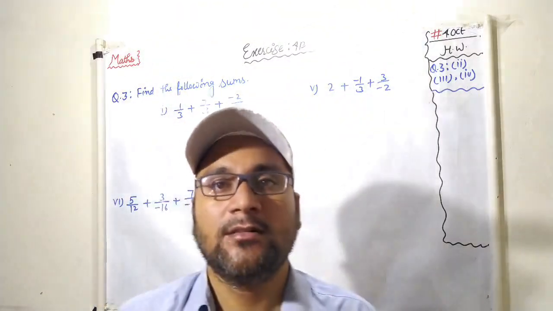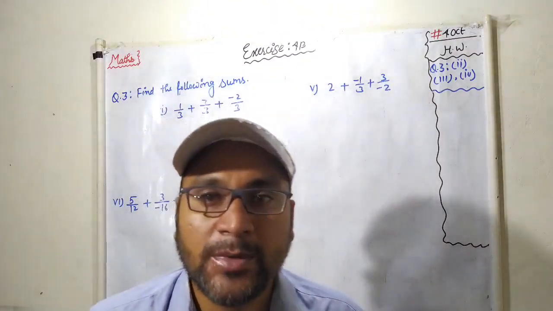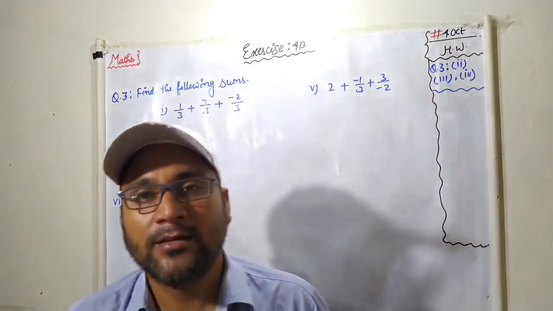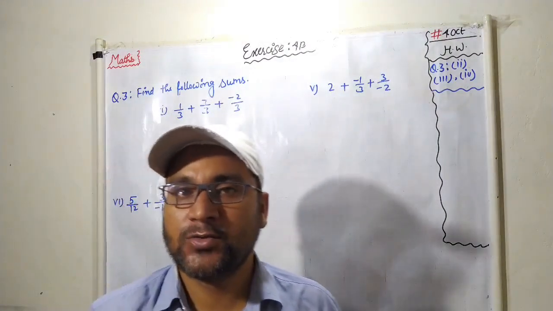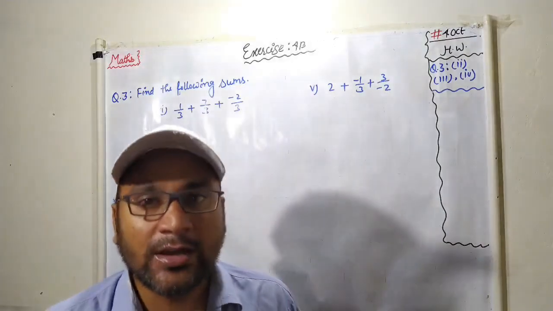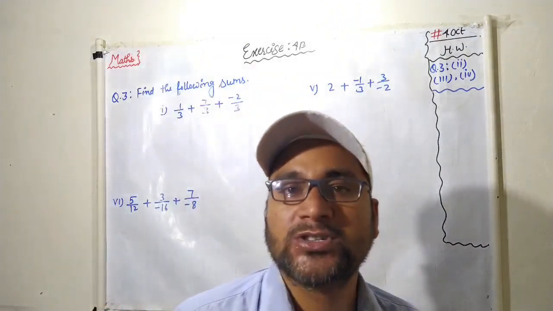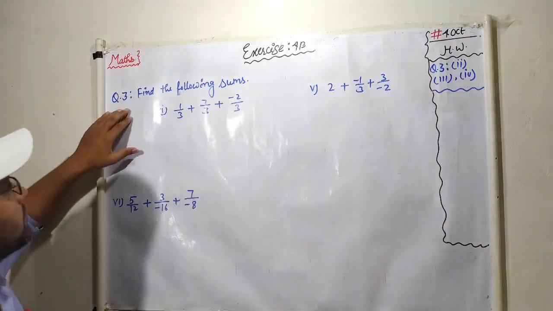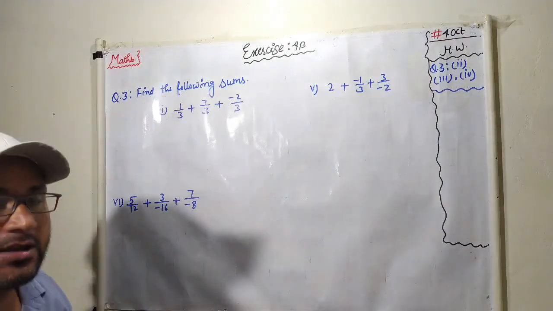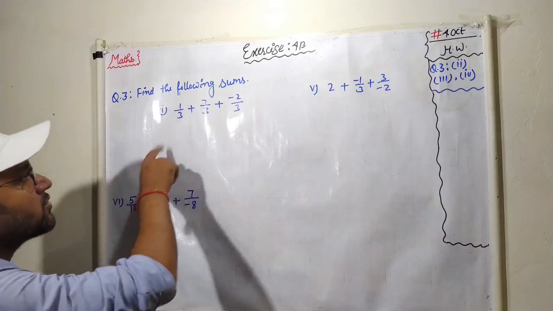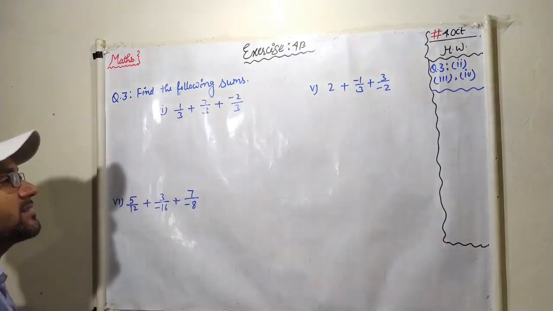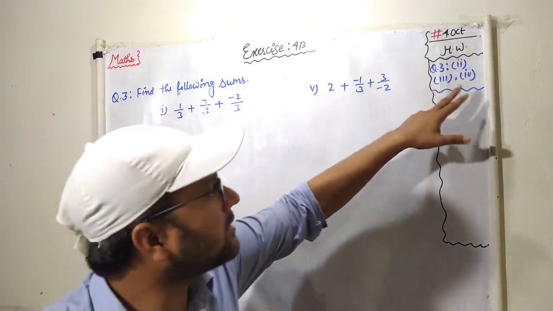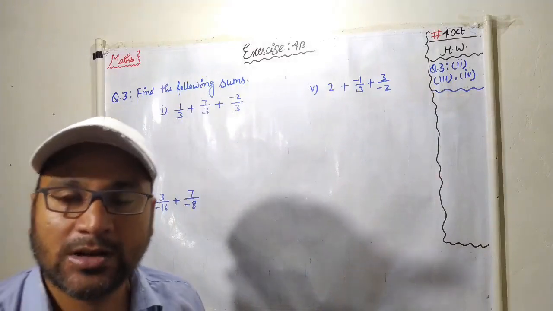Hello students, today I'm going to solve your remaining problems of exercise 4B. I have completed the first and second questions. Today I'm going to start from question number 3. Find the following sums. In this one I'm going to solve the first, fifth and sixth. The remaining second, third and fourth you will do yourself, students.